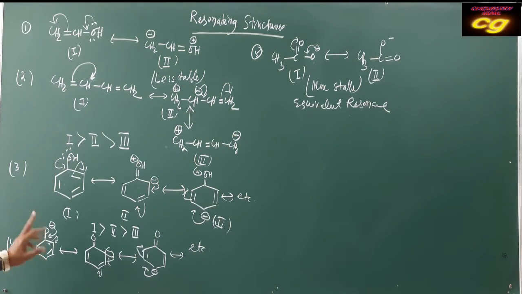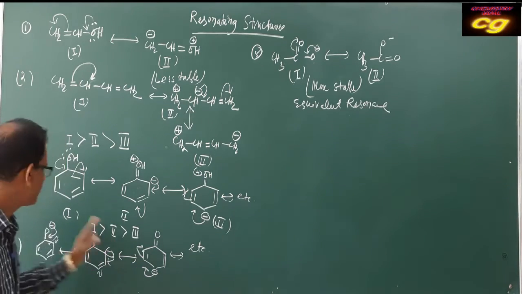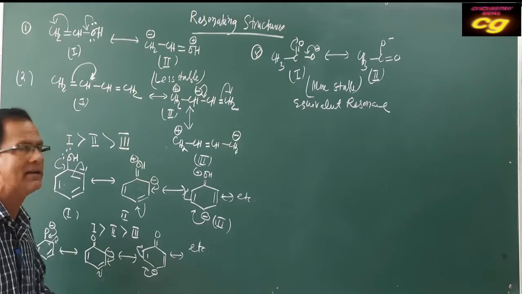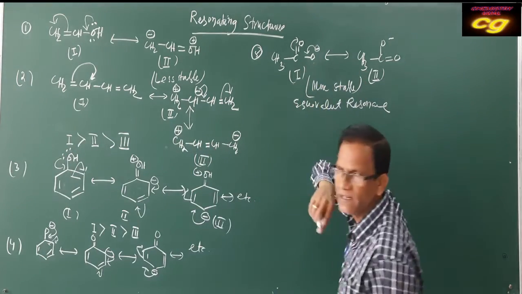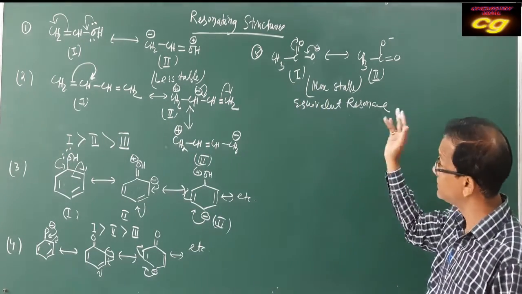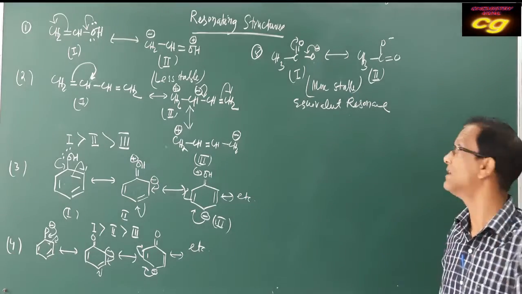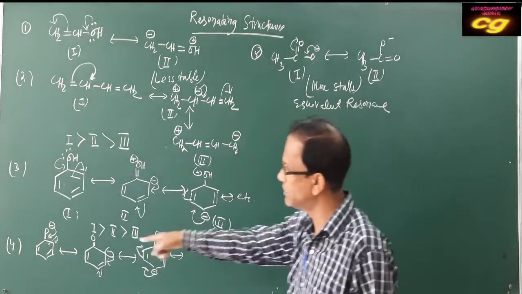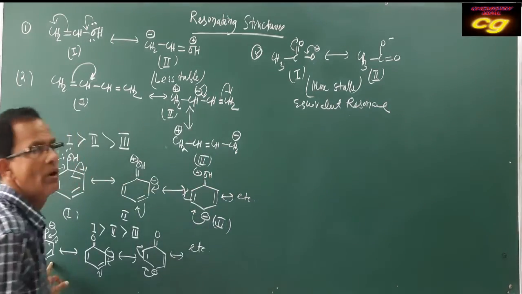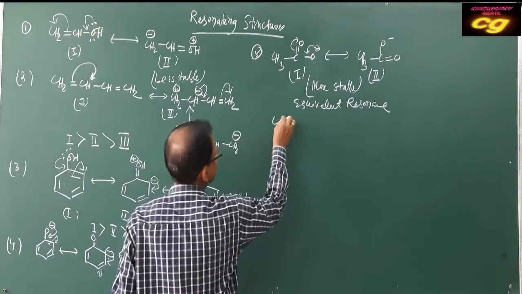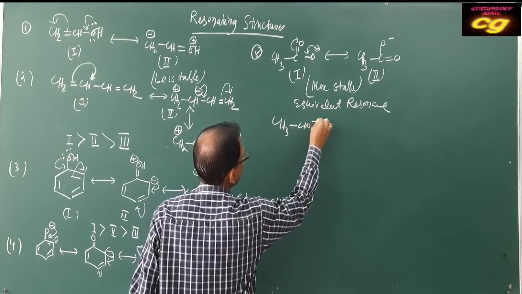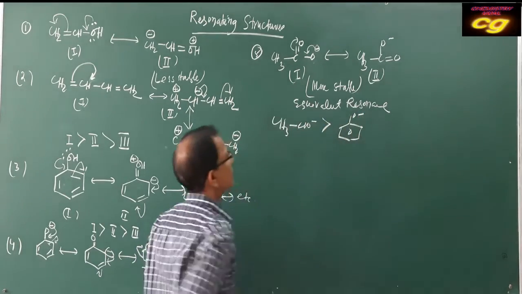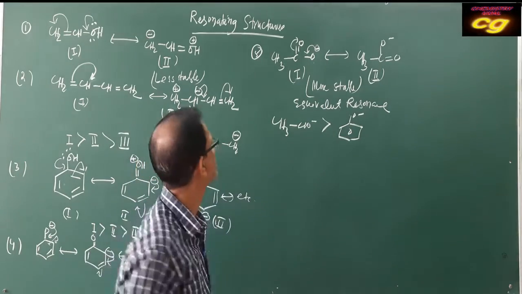Then if you see, the phenolate ion also has resonance, but in the phenolate ion the resonance structures are not equivalent because all are not identical. But these two structures are identical, that is why it is called equivalent resonance. As it has equivalent resonance, so it is more stable than which one? Phenolate ion. That means acetate ion is more stable than phenolate ion due to equivalent resonance.